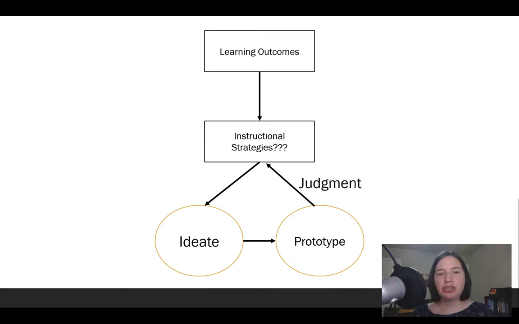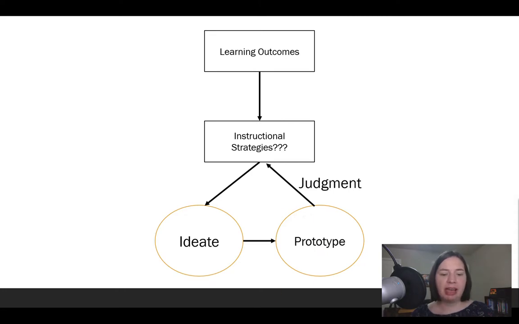Okay, so let's just take a quick step back. Let's say you're designing some type of instruction. You created some learning outcomes, and you're trying to decide the best way to meet these learning outcomes, what kind of instructional strategies. You're trying to frame a problem in different ways. You might do some ideating and then some prototyping to figure out what's going to work, and then evaluate what works, and then just continue trying things out.